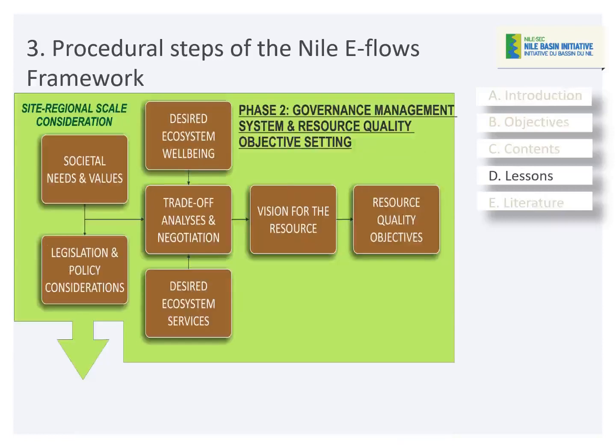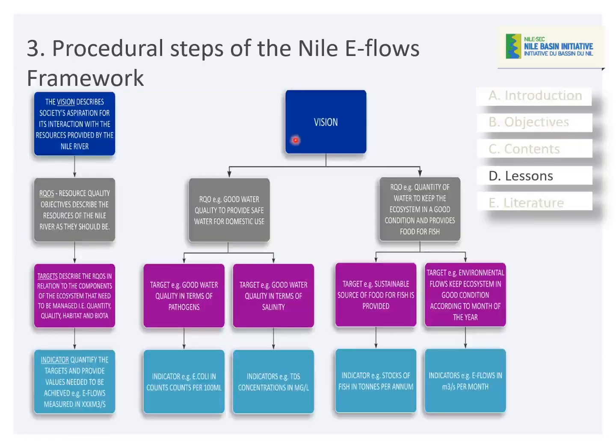Yes, we have. Okay, so that's the first step and the sub-nodes. What's important here is that the vision describes society's aspirations for the resource, and the interactions with the resource provided by the Nile River. That's where the vision comes from. The RQOs that would then be established would describe the resources of the Nile as they should be. An example would be good water quality to provide safe water for domestic use. Another would be water quality that keeps the ecosystem in a good condition and provides food for fish. There would be many other objectives that represent that balance between the use and protection of the resource that would then achieve this overall vision.